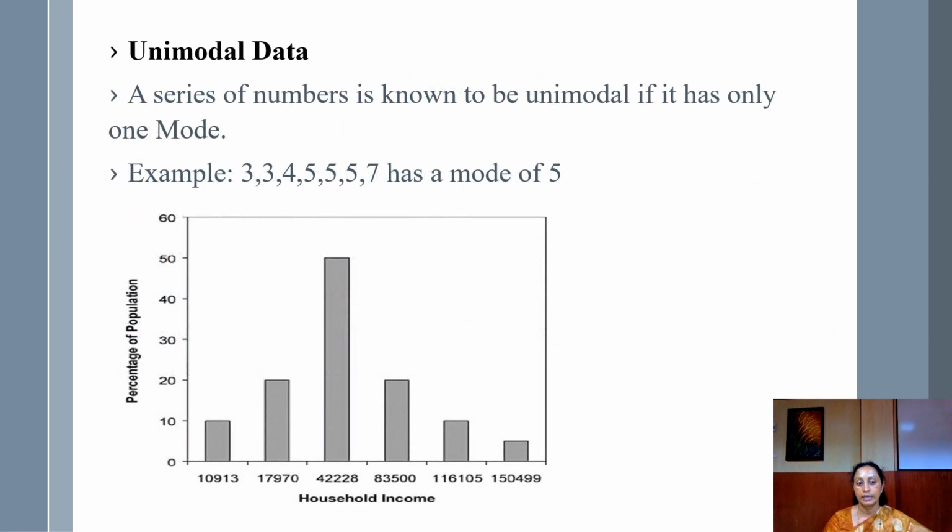So here is a data set. We have the data 3, 3, 4, 5, 5, 5, 7, and we notice that 5 is repeated 3 times. So here 5 is the majority. 5 is repeated 3 times. Therefore, we say that the modal value is 5. Here we find only one value which appears the most number of times. Therefore, we say this is unimodal data.